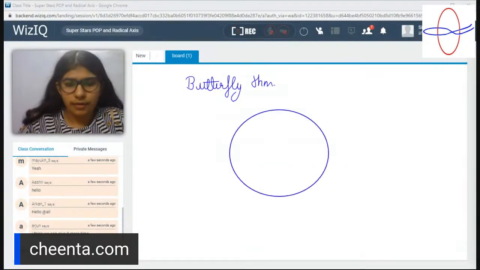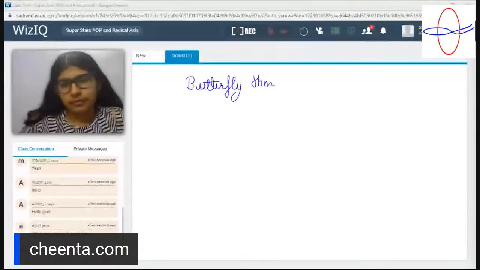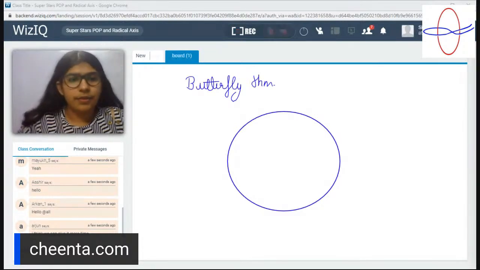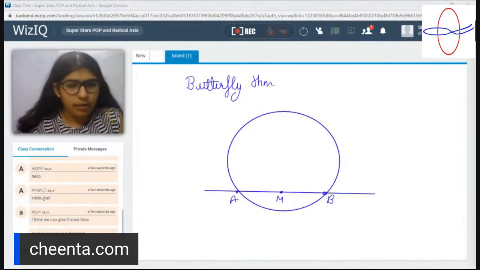First you have a circle. Yeah. So, you have one chord over here. That is AB, and there's its midpoint M, and then you have two chords passing through M.